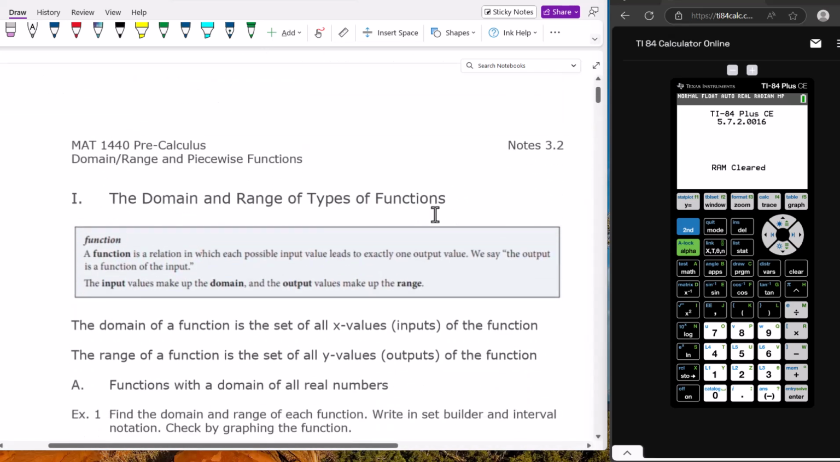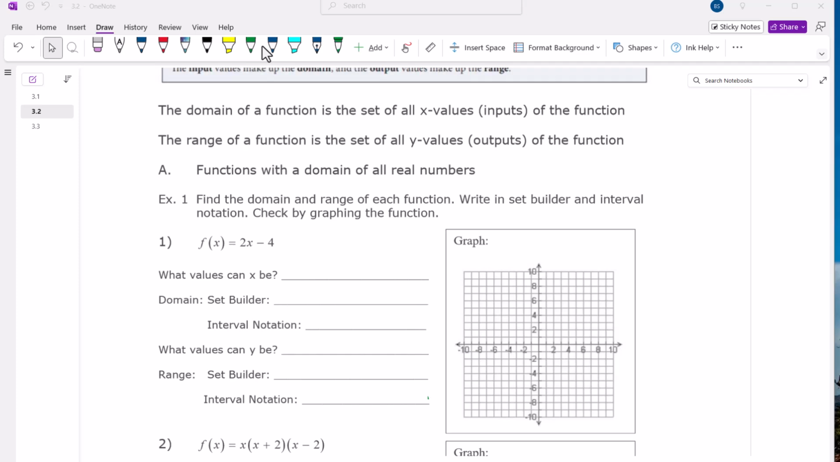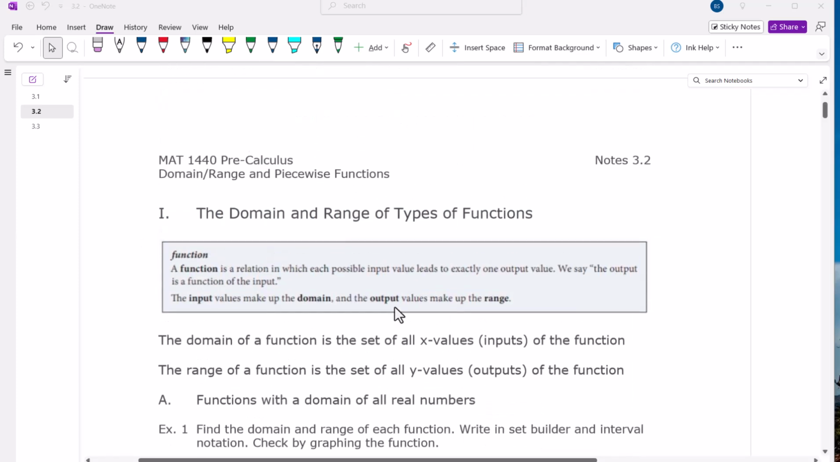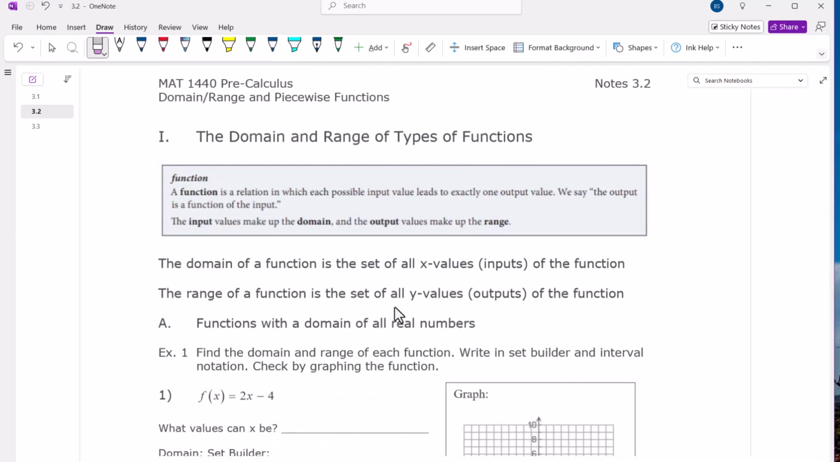Okay, this will be the video for 3.2. So this video will be covering domain and range of different types of functions.